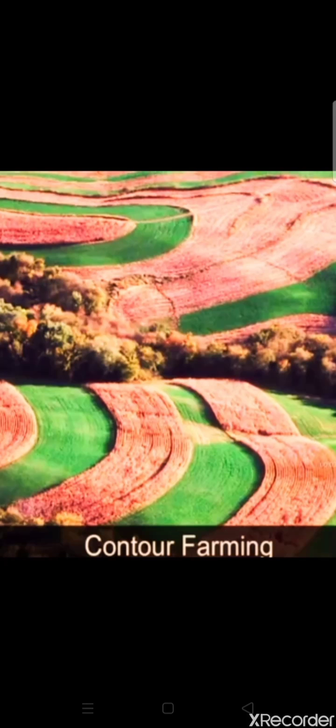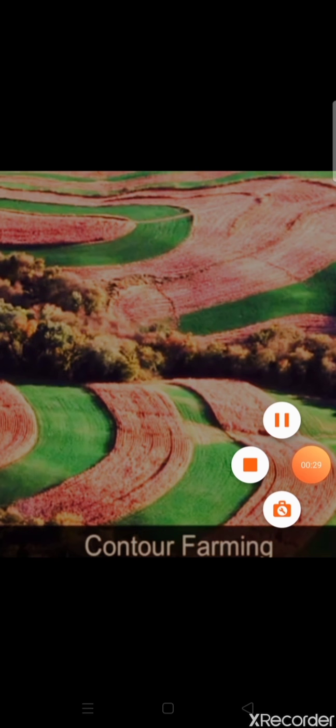and it is a practice of farming in which plowing is done across a slope following its elevation contour lines. As you can see in these pictures, the grasses and bushes are grown in the sloping area or in an elevated area, which controls soil erosion by water and wind. And this type of contour farming is practiced in Assam and Meghalaya.